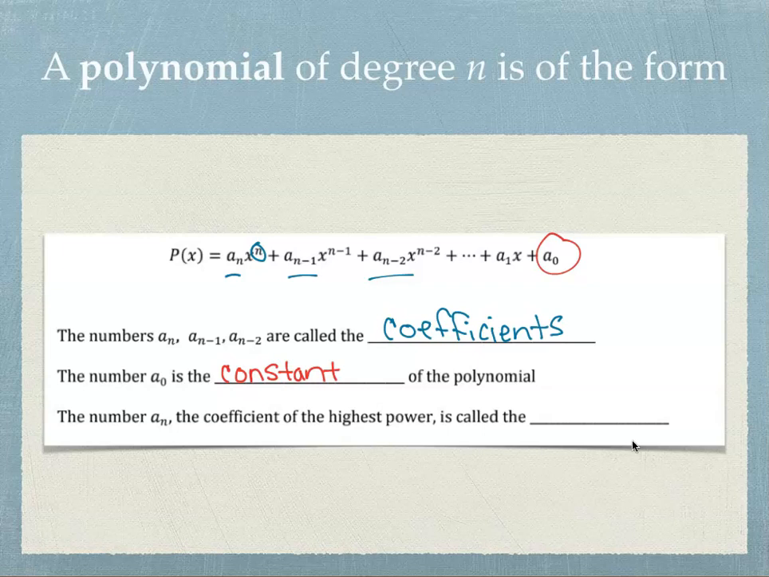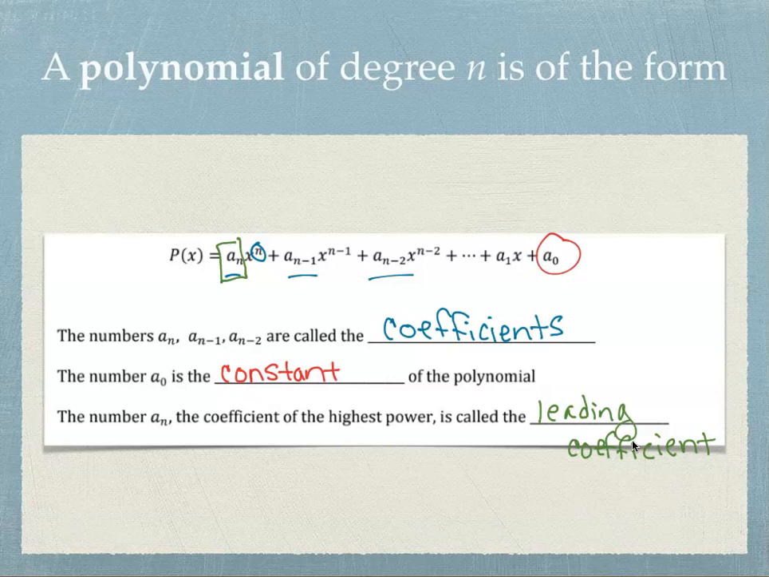All right, and that number a sub n, the one in front, is a special coefficient, and he is called the leading coefficient. The leading coefficient always goes with the term that has the degree.